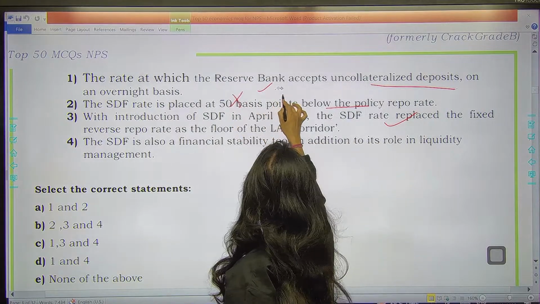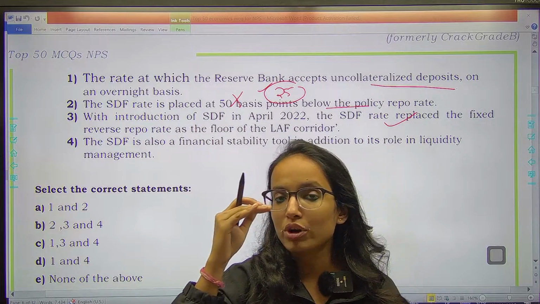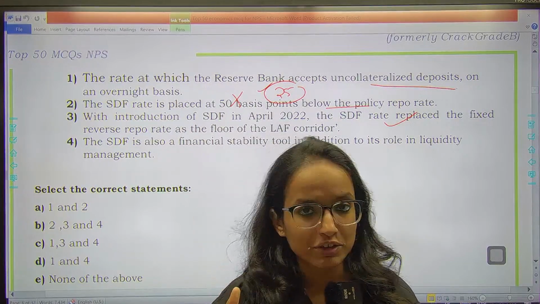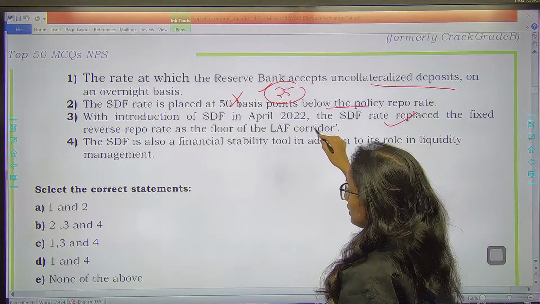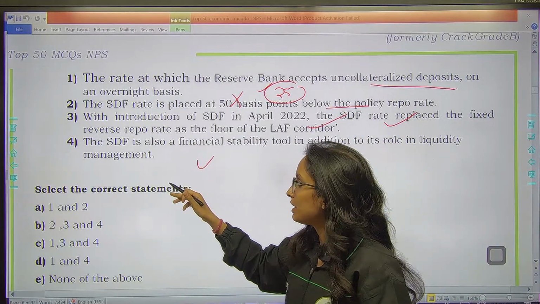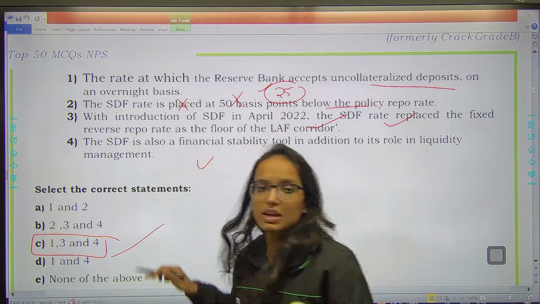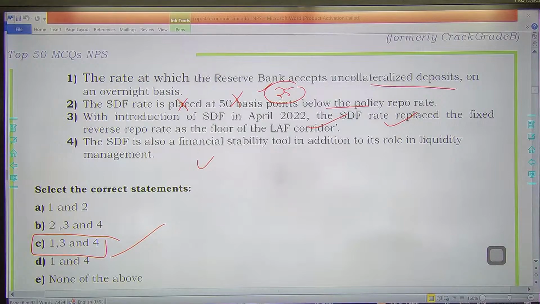No. Always remember, it is kept 25 basis points below the repo rate, or 0.25%, right? Then yes, it has replaced RRR as the floor of the LAF corridor and it is a financial stability tool. So second here is incorrect, 1, 3, 4 are correct. That means C is the right option. Well done, Shifali. C is the right option here.